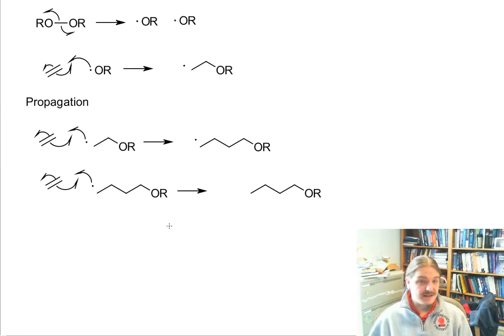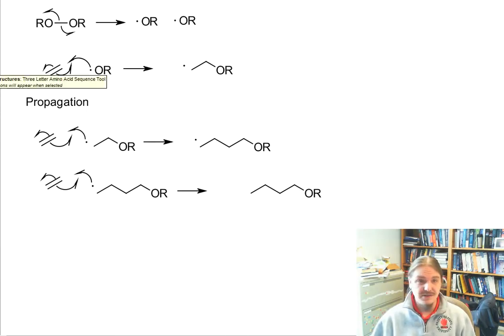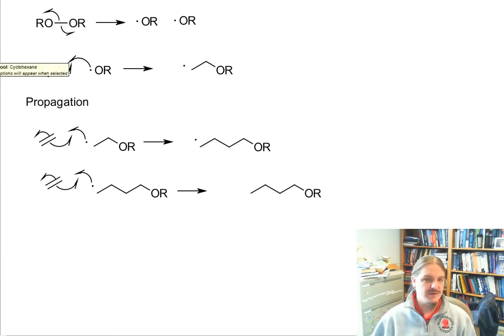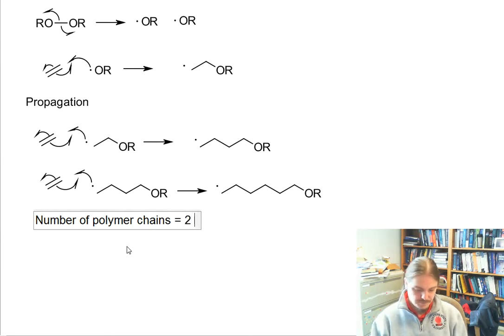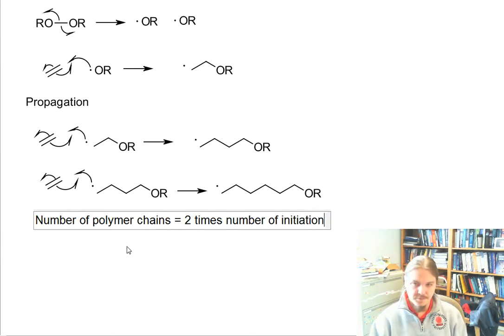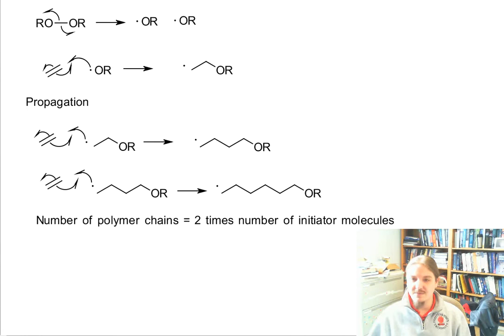And the number of times that this can happen is going to depend upon the amount of ethylene that's present and the amount of initiator that is present. So the number of polymer chains that we're going to form is going to be two times the number of initiator molecules. Each initiator molecule breaks in half to form two alkoxy radicals, and every chain has an alkoxy radical at the end of it.